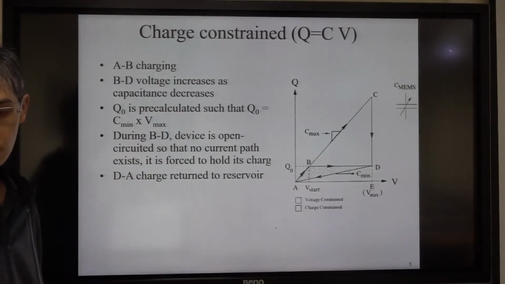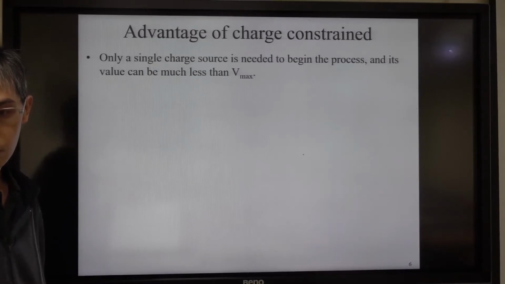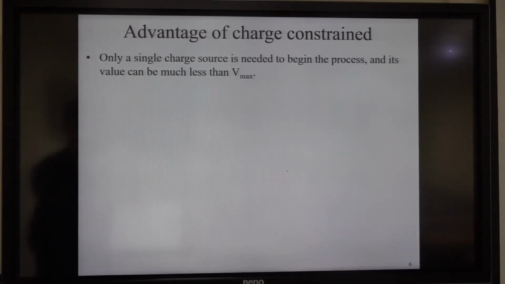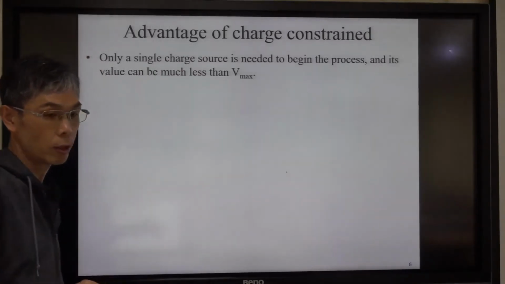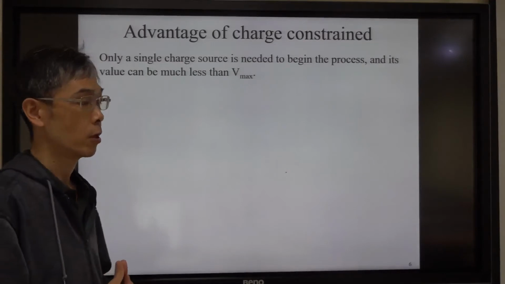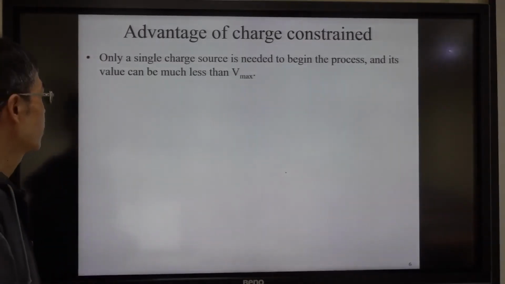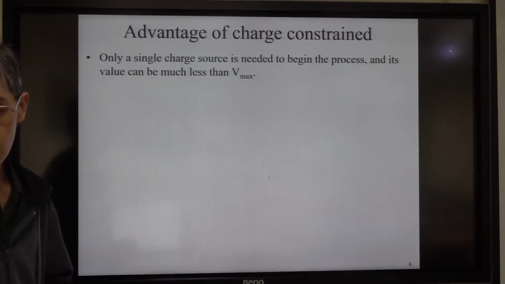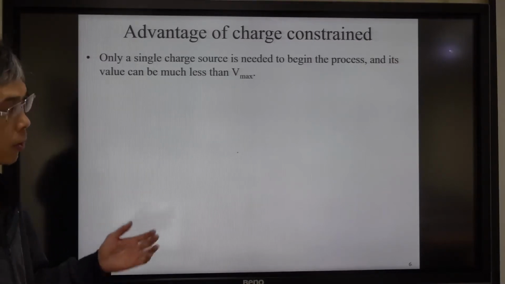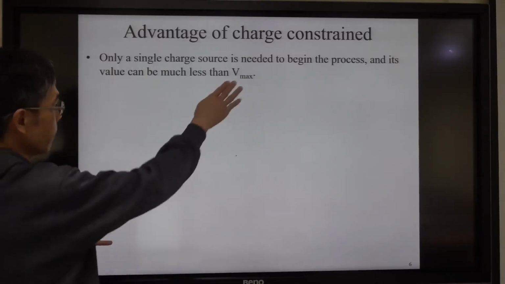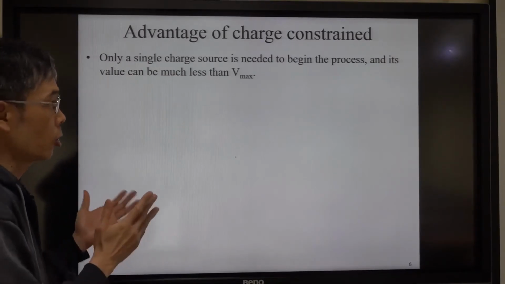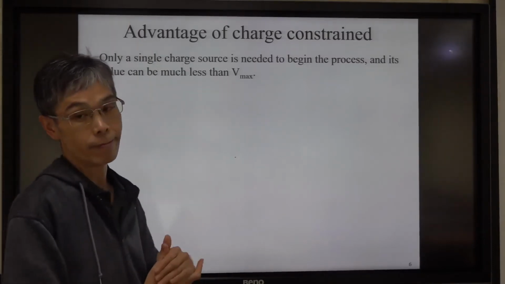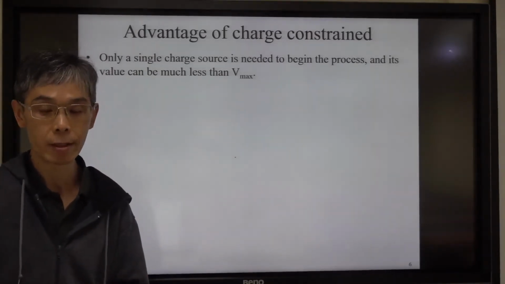Okay. So this is the advantage for the charge constrained case, because we only need a charge source to begin the process. We can depart the charge to the capacitor and keep the charge constant. Then, because the slope, the V maximum times C minimum is the charge value, because C minimum is a small value compared to the voltage V maximum. So the charge value can be much less than the V max.